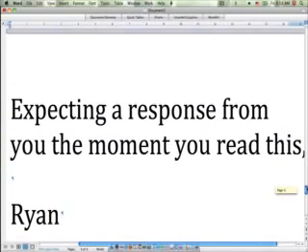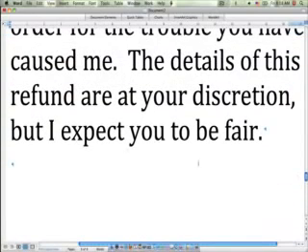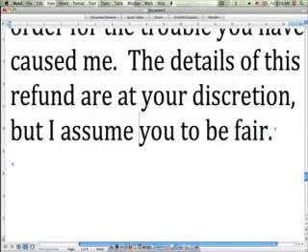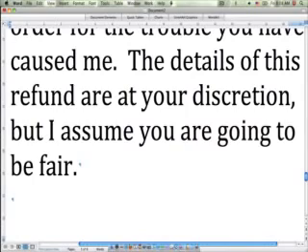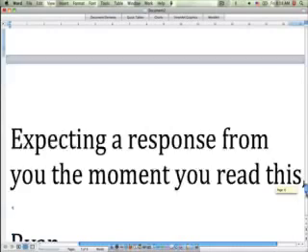Okay, now I just have noticed here, now we've used expect twice, one after the other, so I'm going to stick in here, I assume you are going to be fair. Just so that we don't have the repeat of expect there. So the details of this refund are at your discretion, but I assume you're going to be fair. Okay, and then finally, expecting a response from you the moment you read this, Ryan.